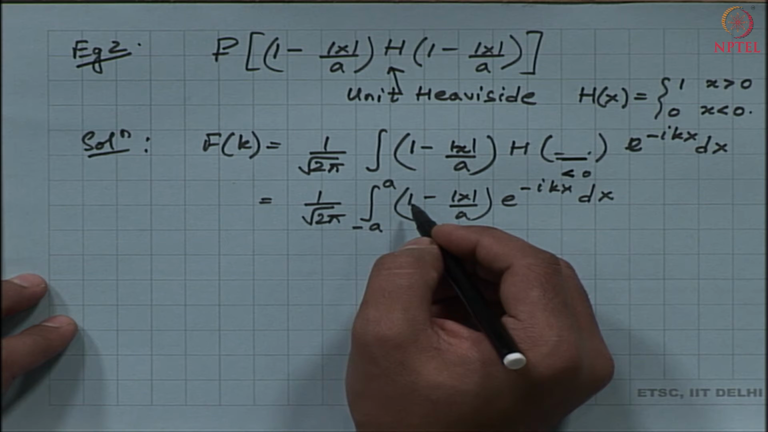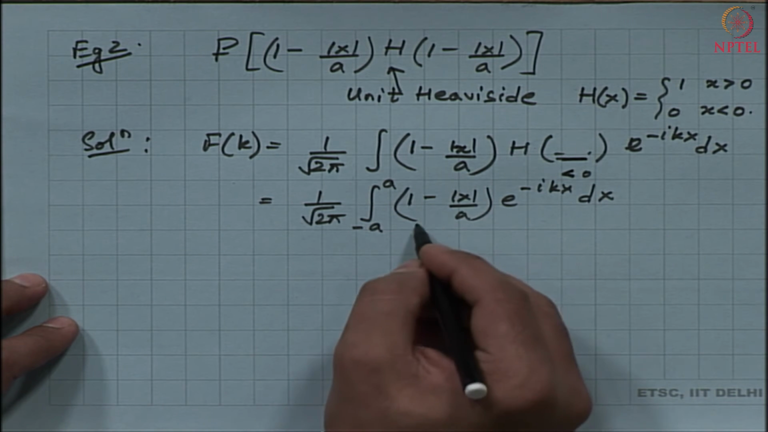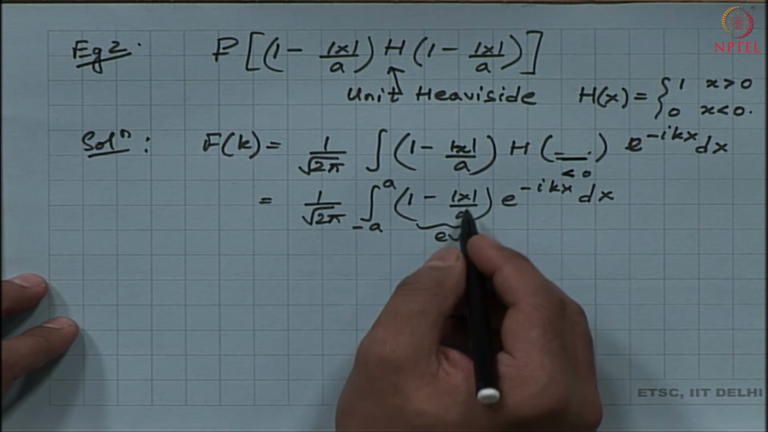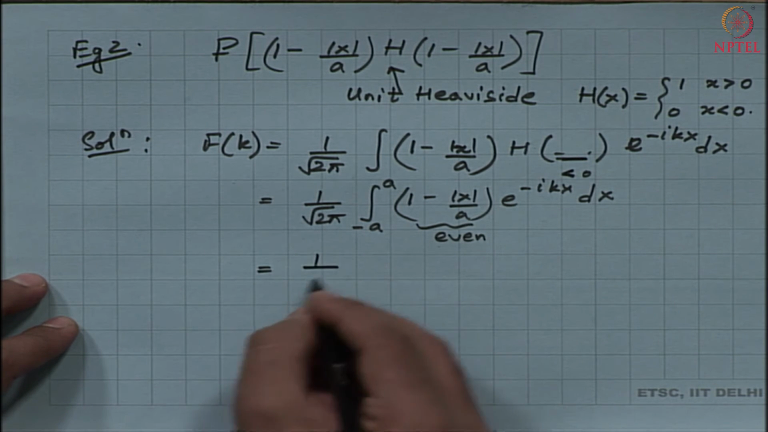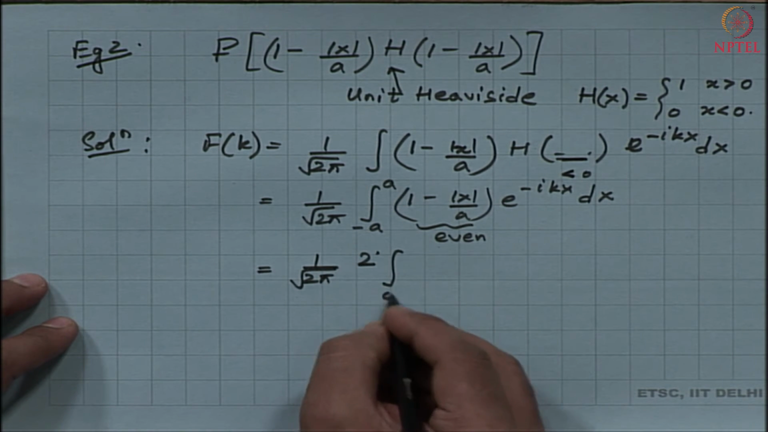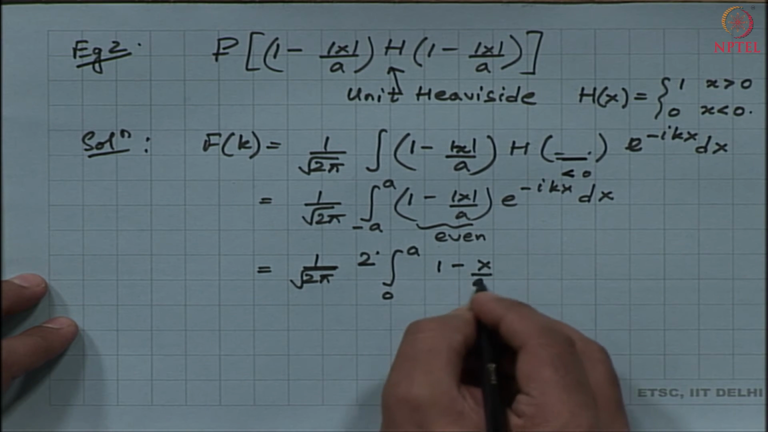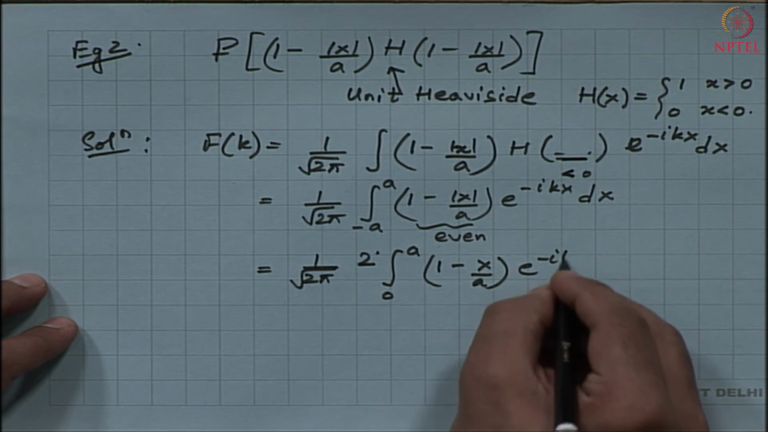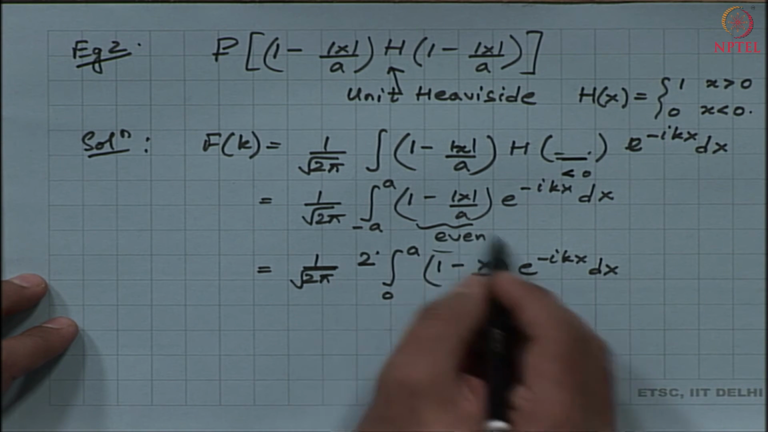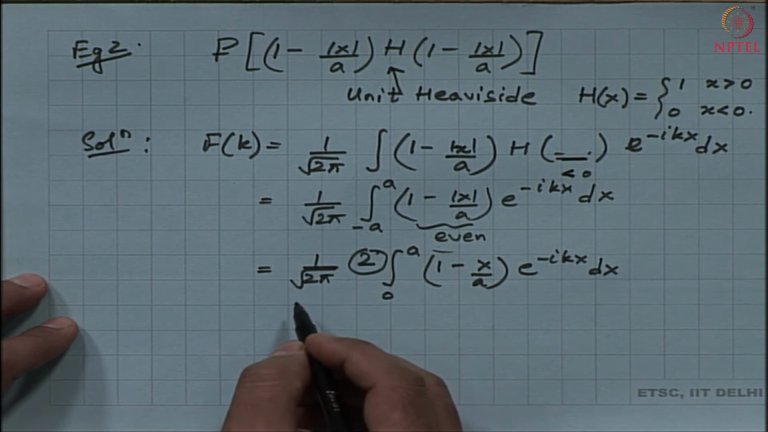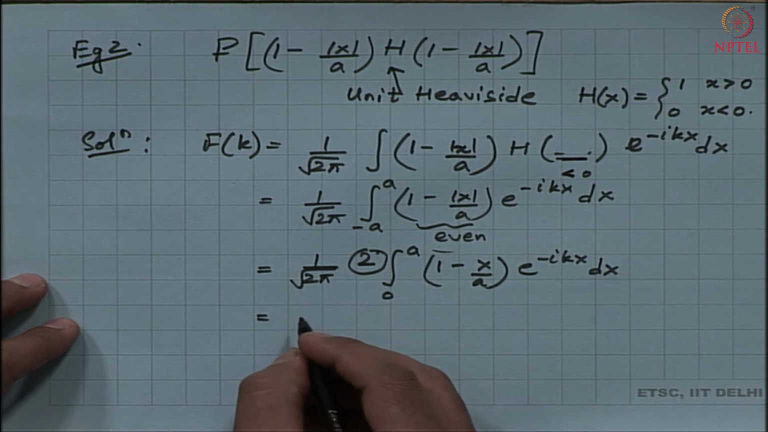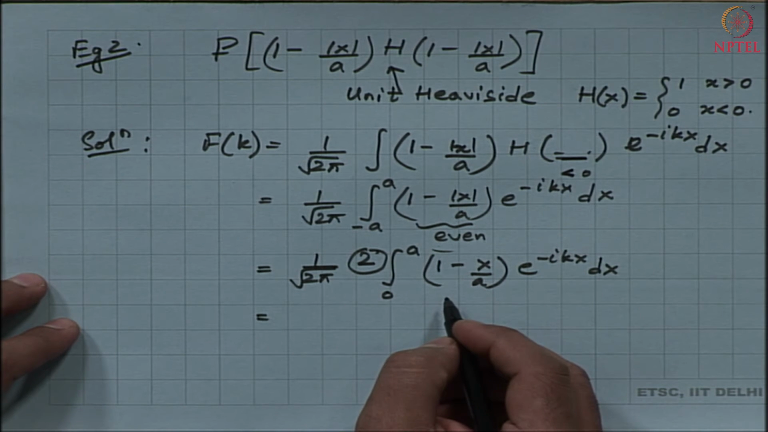So, then you see that this function is an even function, because if I replace x by minus x, the value does not change. So, I can always change this integral into a new integral. This is 2 times integral from 0 to a, 1 minus x by a, e to the power i k x dx. I have used the fact that the earlier function was an even function. So, that has brought in this factor of 2. Okay.